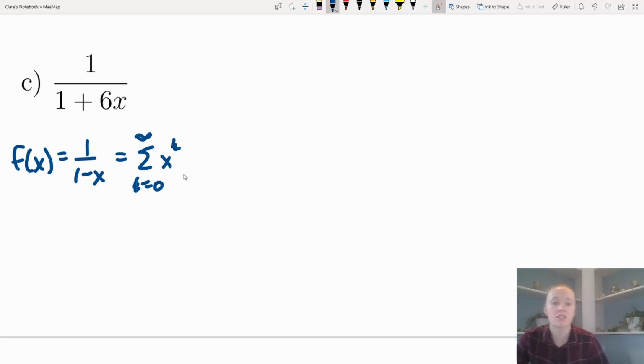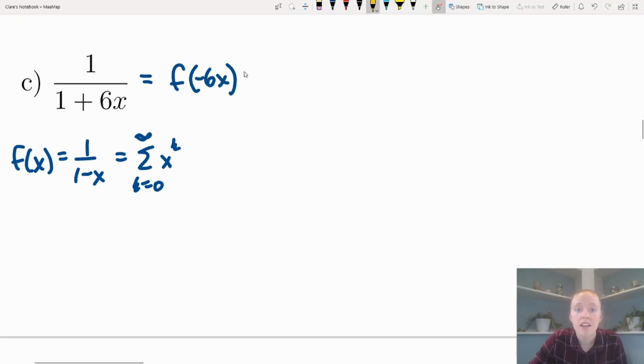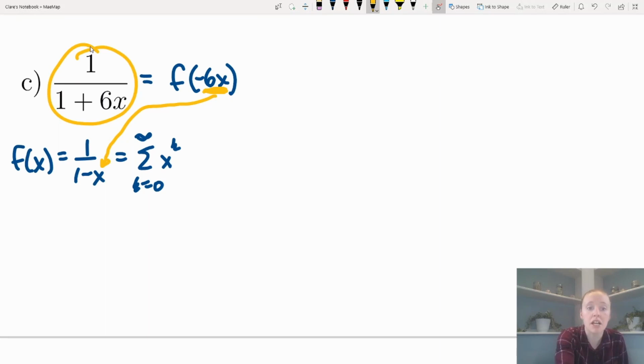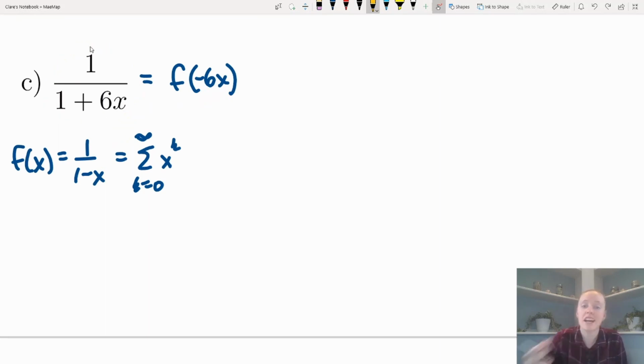And again, that converges when x is between negative 1 and 1 because it's a geometric series. As opposed to plugging in an x, though, I'm plugging in a negative 6x because this is equal to f of negative 6x. You can see that if I took a negative 6x and plugged it in for x, I'd get 1 over 1 minus a negative 6x, which is 1 over 1 plus 6x. So I'm taking negative 6x and plugging it in for x.